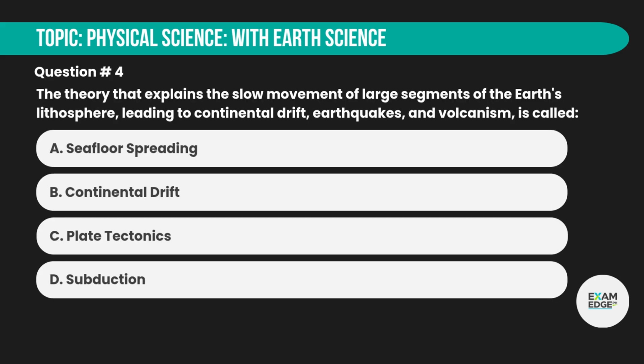Question number 4. The theory that explains the slow movement of large segments of the Earth's lithosphere, leading to continental drift, earthquakes, and volcanism, is called A. Seafloor spreading. B. Continental drift. C. Plate tectonics. D. Subduction. Correct answer: C. Plate tectonics.